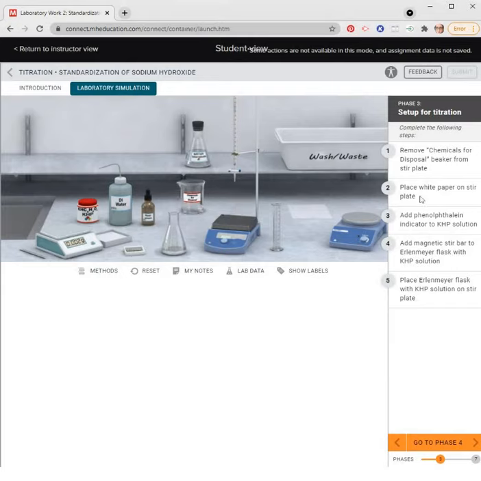Lepas tu dia suruh add place white paper. So dekat dalam lab sebenar pun memang kita akan guna, kalau ikutkan lab kita akan guna white tiles. Okay. Kita akan letak, sebab kalau dekat lab kita tak guna magnetic stirrer, kita tak guna stirring plate ni. Yang mana kita punya white tiles ni kita kena letak dekat burette stand lah. Okay, so but then the reason why we need something brighter yang putih atau kosong, it is because this will help us to see or to observe the color changes clearer.